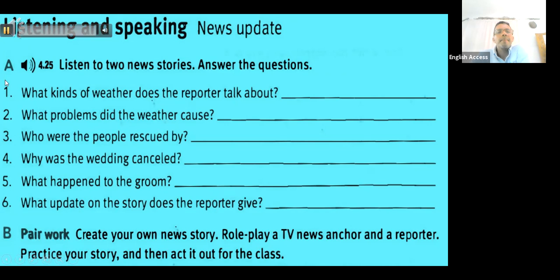Page 121. 3. Listening and speaking. News update. A. Listen to 2 news stories. Answer the questions.